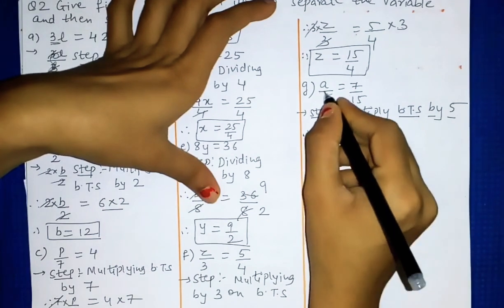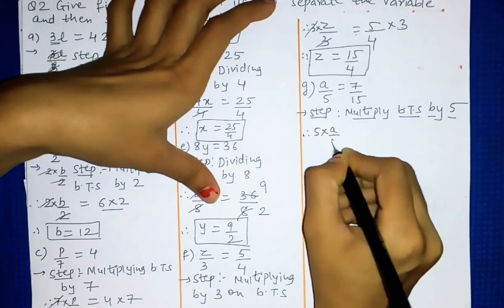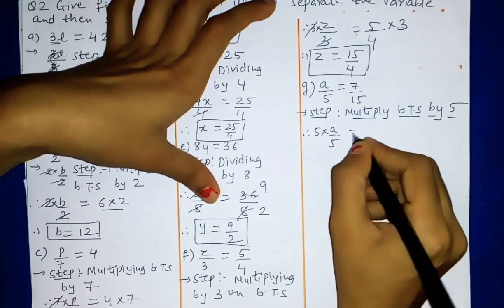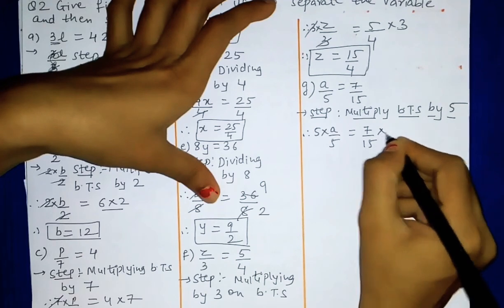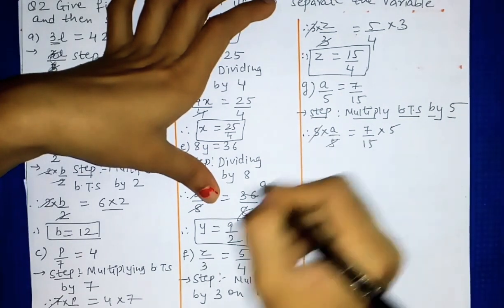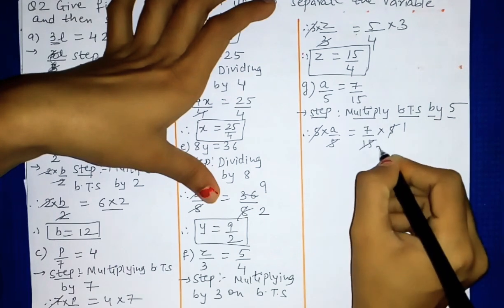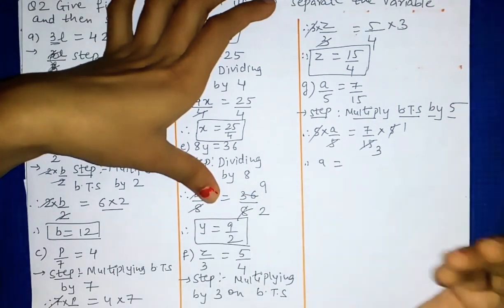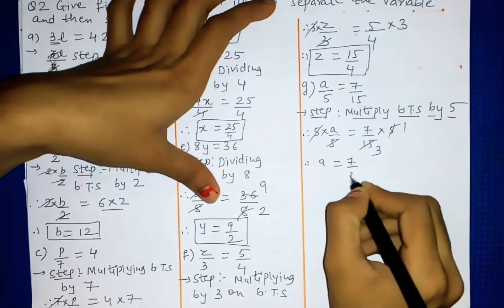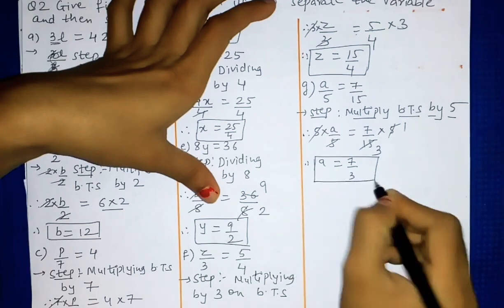Okay. So this LHS part is a upon 5. It will be 5 into a upon 5. We are multiplying both sides. Here 7 upon 15 is given on RHS. This also we are multiplying by 5. Here 5 and 5 cancel. Here cancellation is possible. 5 1s are and 5 3s are. So this side only a is left and this side 7 upon 3 is left. So now we are getting a. So that variable value we have got.